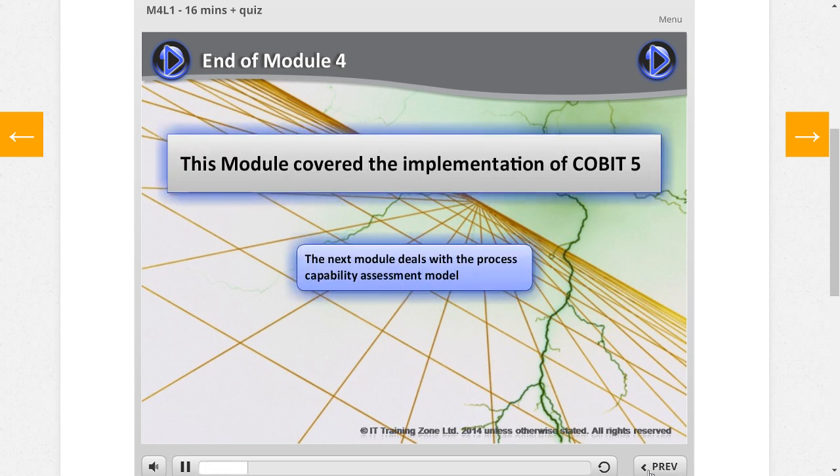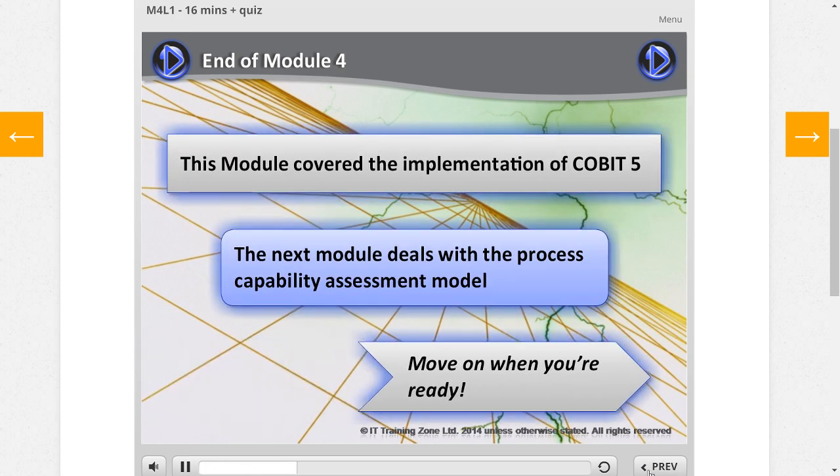Okay, that completes this lesson on the implementation of COBIT. You've learned about the implementation lifecycle, the internal and external factors to be considered, pain points and trigger events, and making a business case.